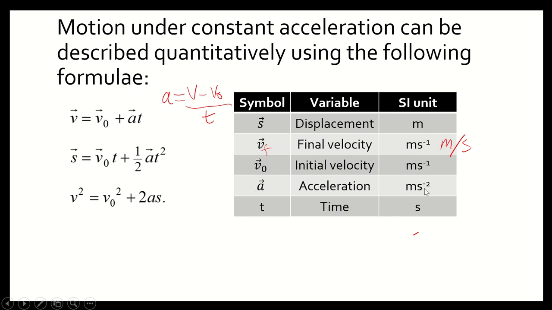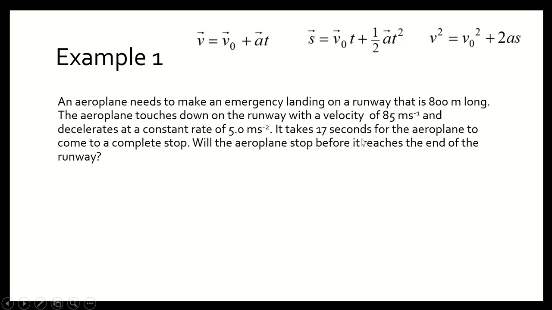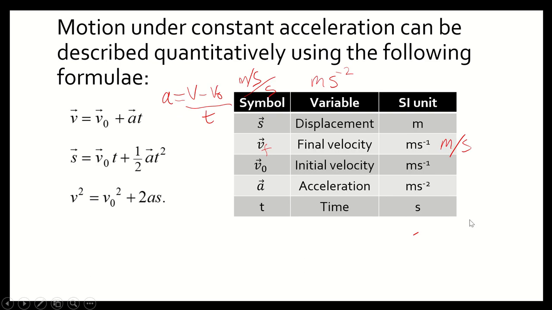Acceleration is in meters per second squared, because remember, acceleration is a change in velocity, so that's measured in meters per second, over a time which is in seconds. So it's meters per second per second, which using index notation we write as meters per second squared. And the last variable is time, and time needs to be converted to seconds. So if it's in minutes or hours, etc., we need to convert it into seconds at all times.